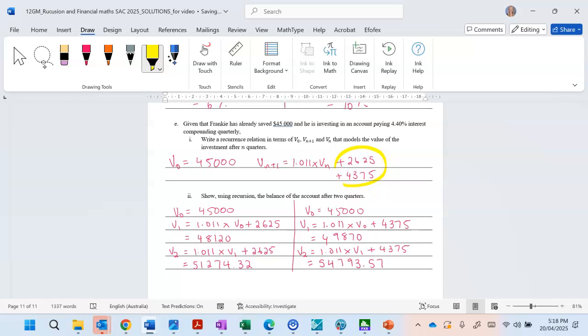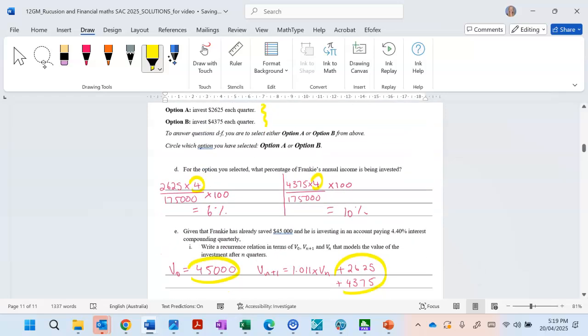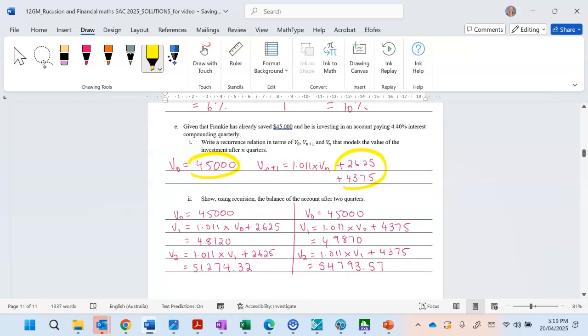Some people got the recurrence relation incorrect, and may have put the 175,000, which is his salary, or wage, whatever it was called, annual income. So they were penalised in E, but not penalised again in part 2 if it was used correctly. Okay, so just make sure that it's used correctly.